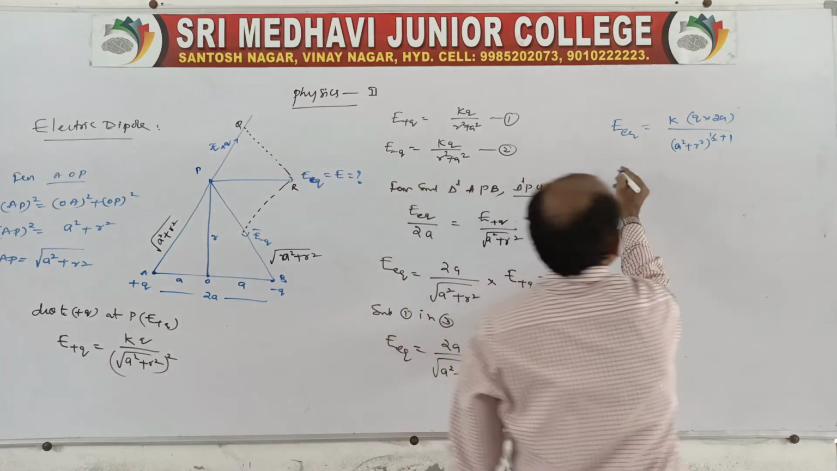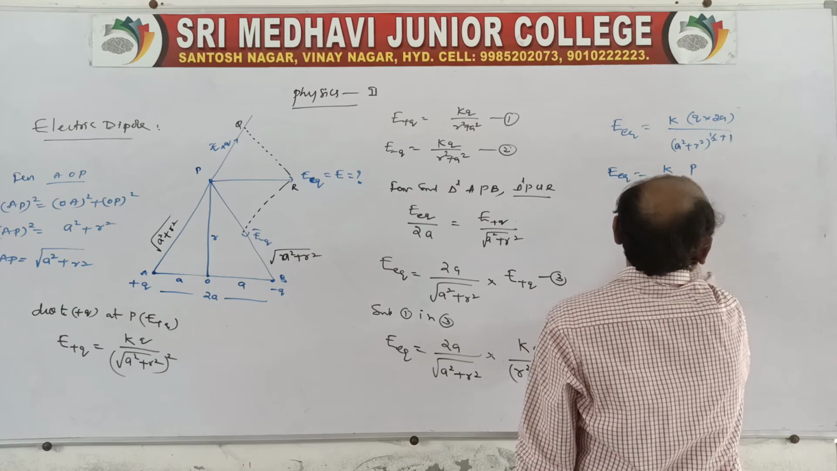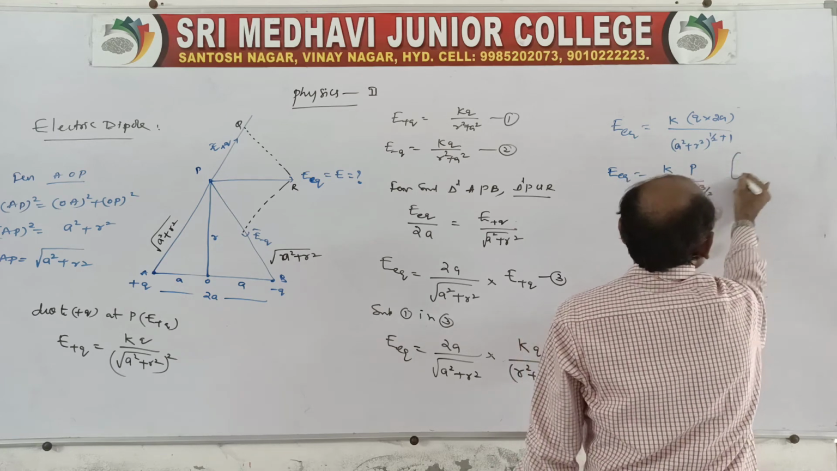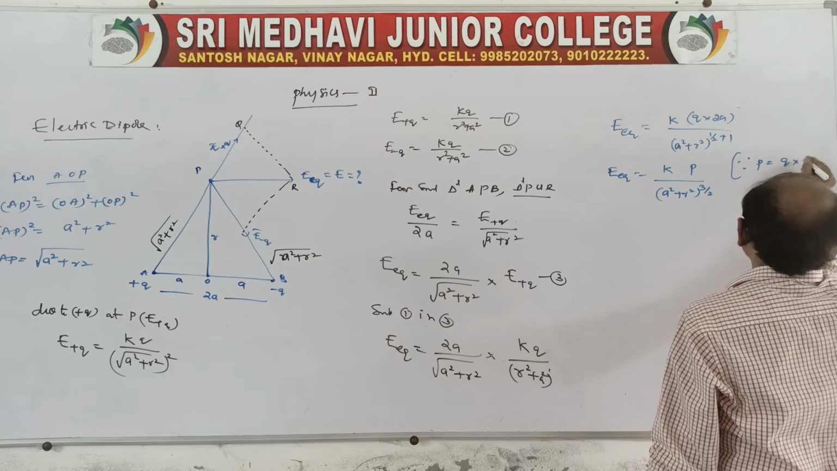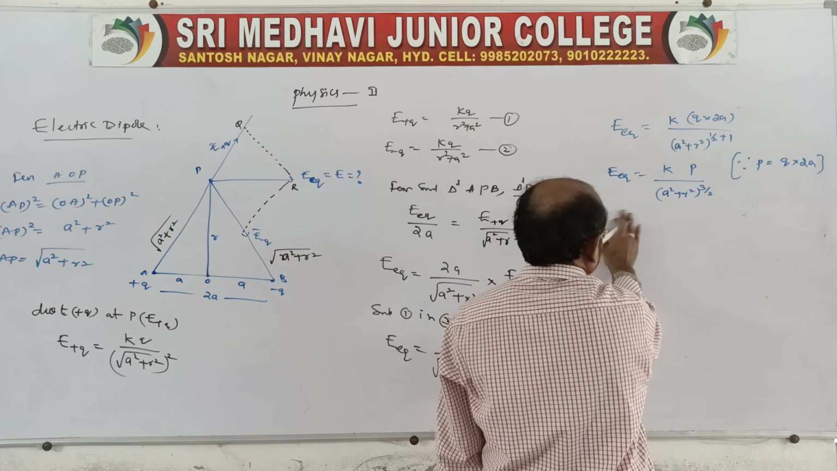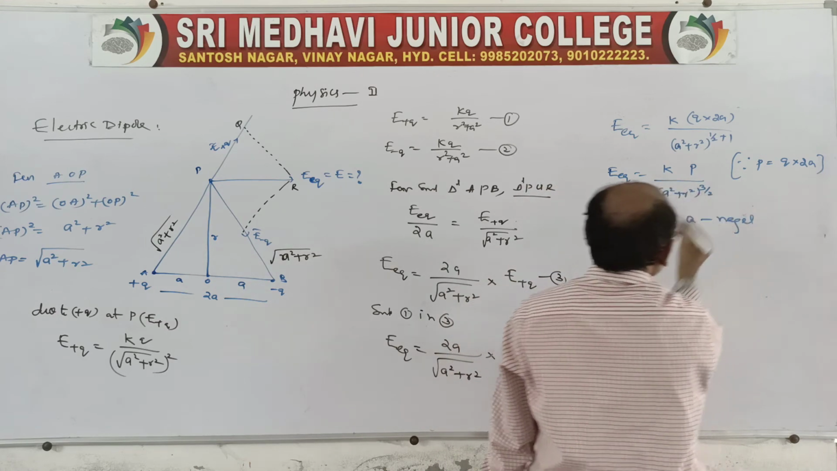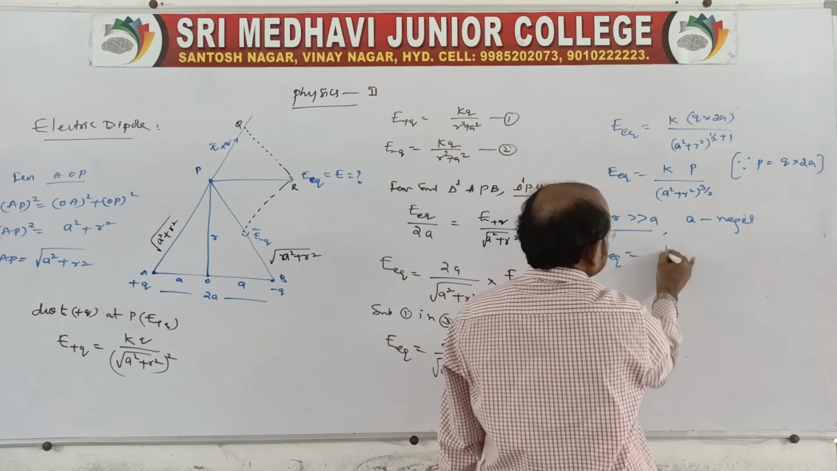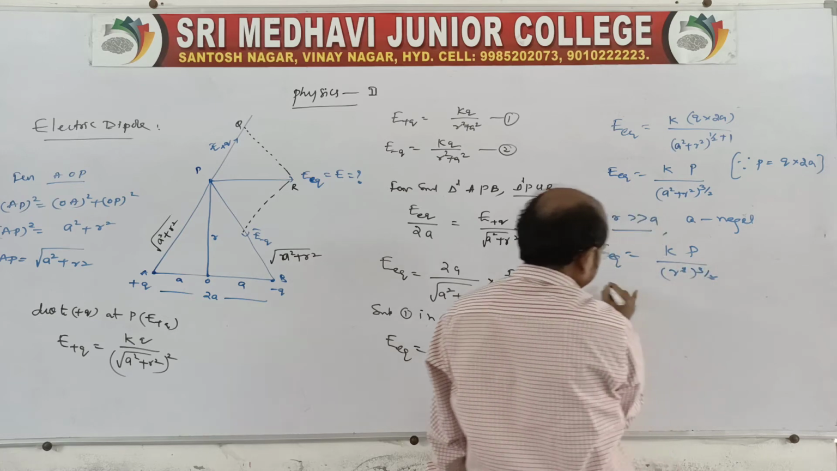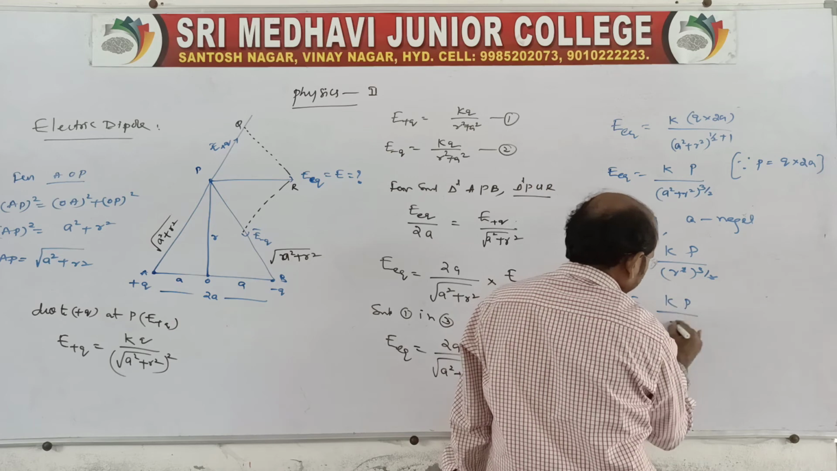If we add like this, then on the equatorial line, K into Q into 2A is nothing but P, divided by A square plus R square whole power 3 by 2. Suppose you want to write here, P is equal to K into Q into 2A. It is the dipole moment, and again R is very much greater than A, so A is neglected in the denominator. On the equatorial line it is K P by R square whole power 3 by 2, so it is R cube. On the equatorial line, it will be K P by R cube.